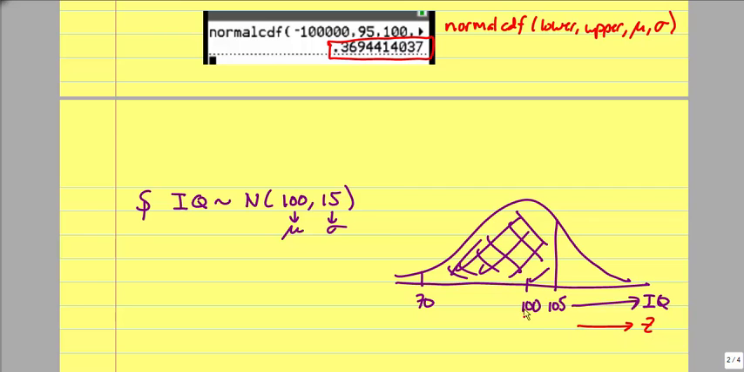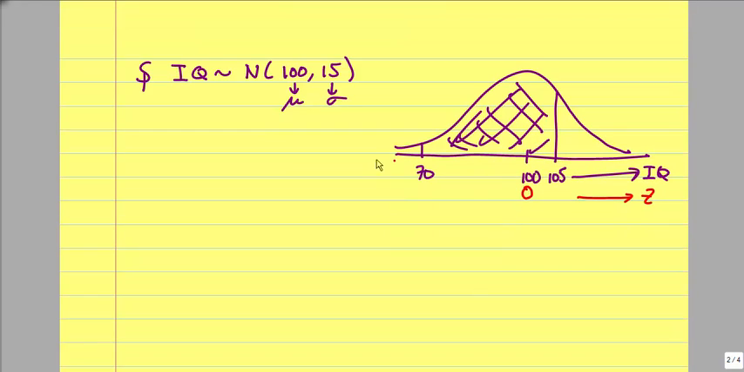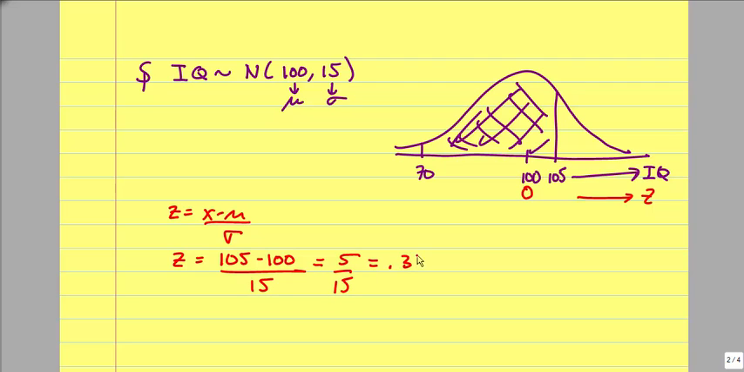So remember, the mean always goes to 0 because I take 100 minus 100 and get 0 there. And then let's go ahead and look at the other two values. Now this is a between type of statement. So let's go ahead and standardize 105. So again, z equals x minus mu over sigma. So z equals 105 minus 100 over 15. 105 minus 100 is 5 over 15, which is equal to 0.33.